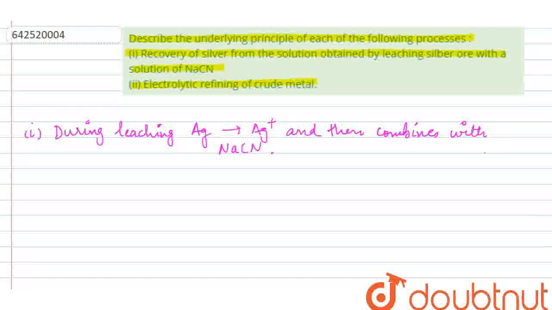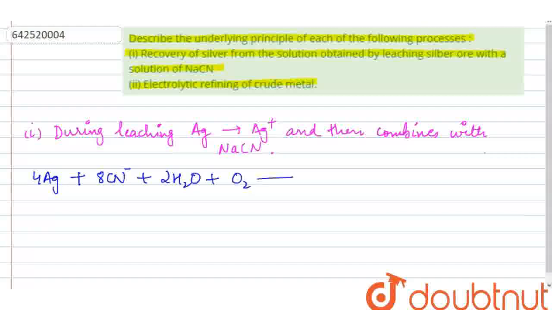So I am writing the equations involved in this process. First of all, Ag plus 8CN negative, that is the cyanide ion, plus water plus oxygen will give you a cyanide complex, that is [Ag(CN)2] negative, plus 4OH negative. So this is the cyanide complex here.